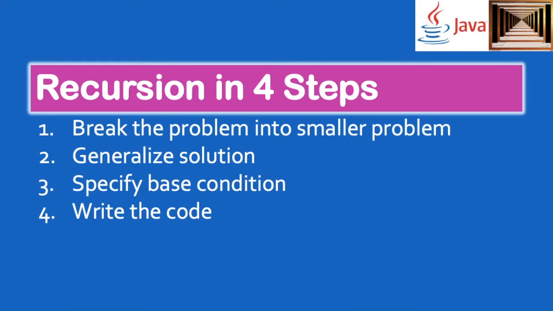So what is this process? Recursion in 4 steps. The 4 steps are: break the problem into a smaller problem. Once you have started breaking the problem into a smaller problem, generalize the solution, specify the base condition, and then write the code. So in a series of sample problems, we will apply this 4-step process, and in that process, we will learn how to use it.